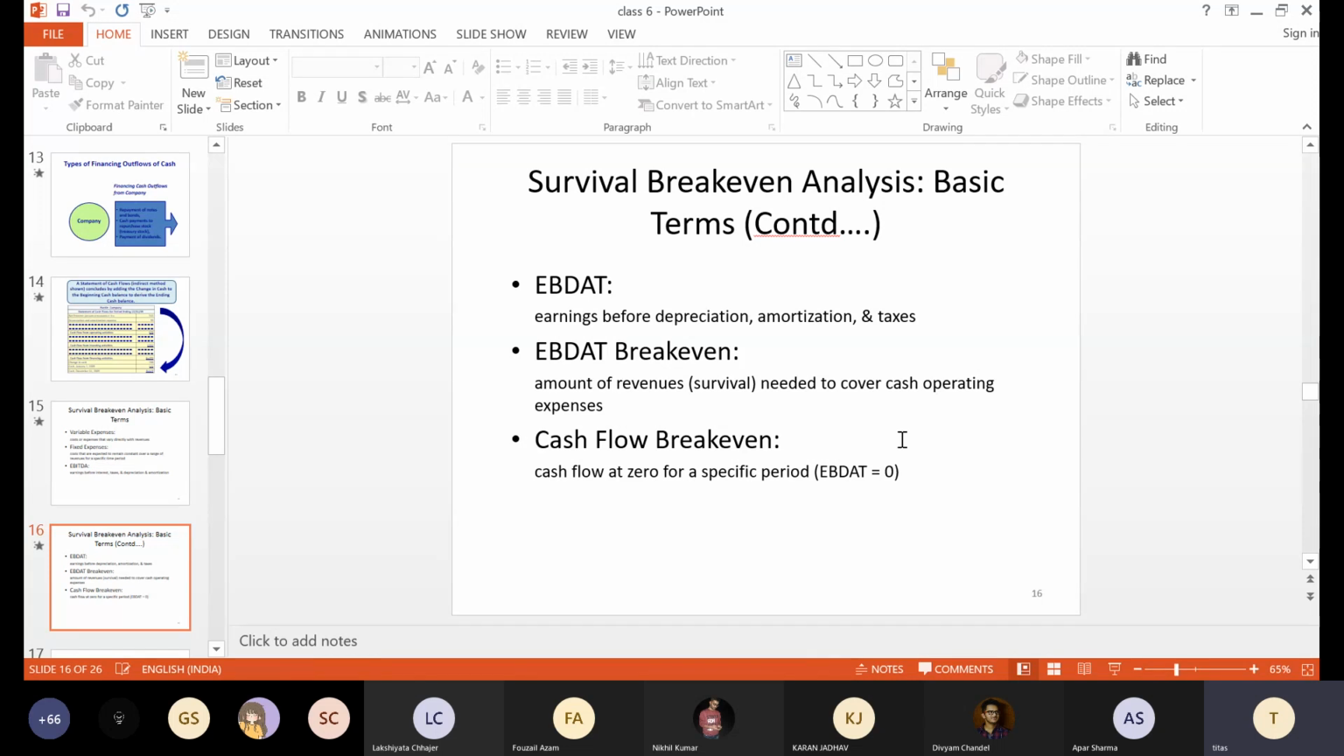So what is EBDAT breakeven, or survival breakeven, or cash flow breakeven? It is the amount of revenues needed to cover cash operating expenses. Cash flow breakeven occurs when cash flow is zero for a specific period, or EBDAT equals zero. Generally we say no profit, no loss, that means profit equal to zero. So here by profit, we mean cash profit, which is EBDAT.